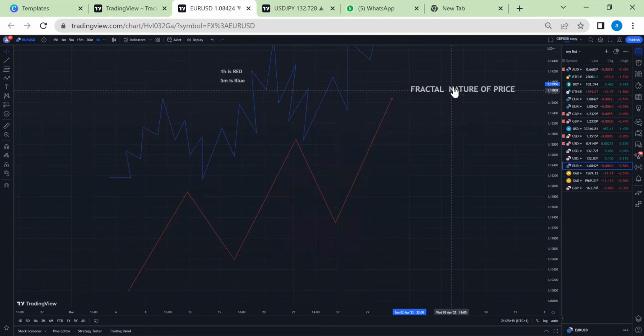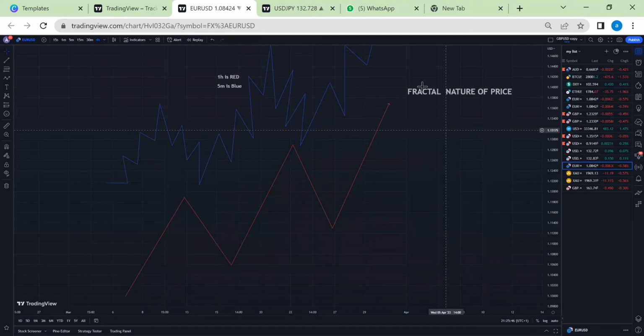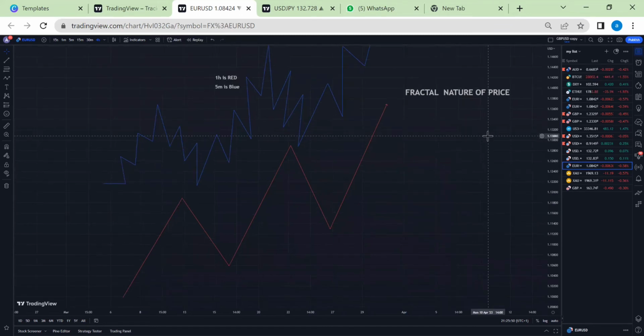It means that price behaves the same way on all time frames. 1 hour, 1 day, 1 month, 15 minutes, M5, any time frame, you will see price moving in the same way. If you see higher highs, higher lows on the 4 hours time frame, if you go to 5 minutes time frame, you will still be seeing higher highs, higher lows.